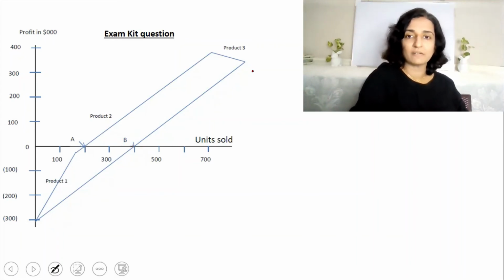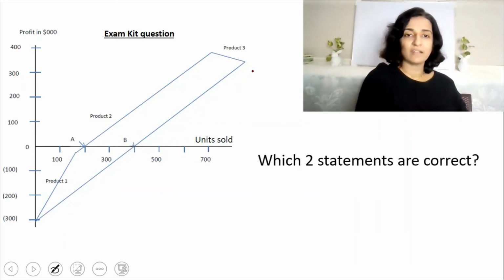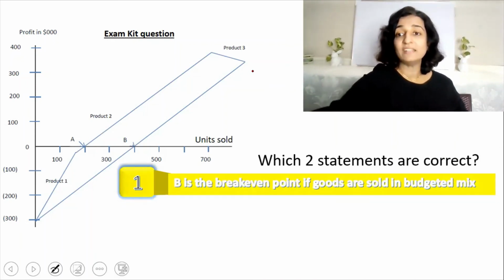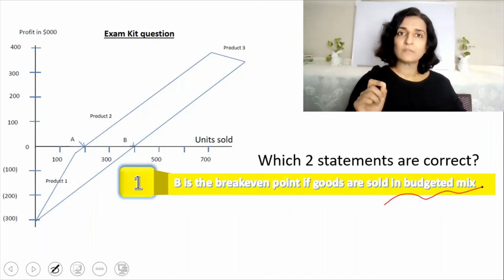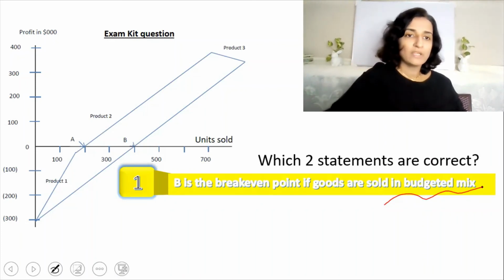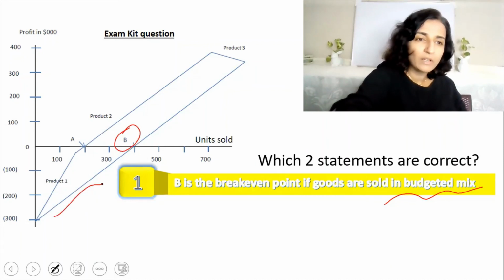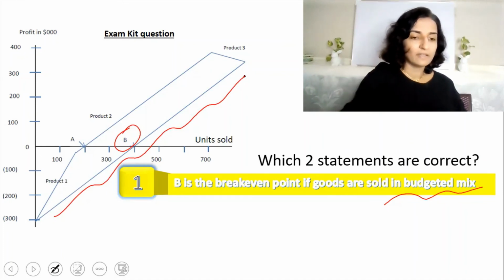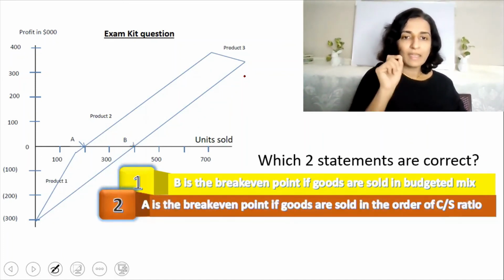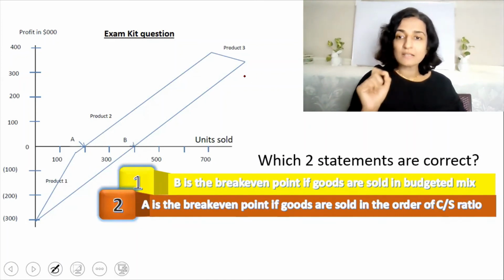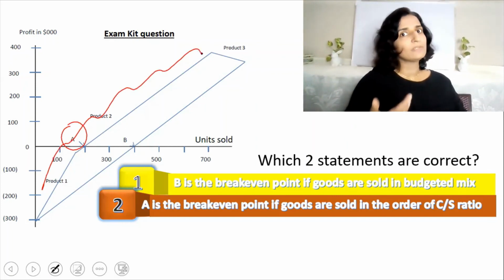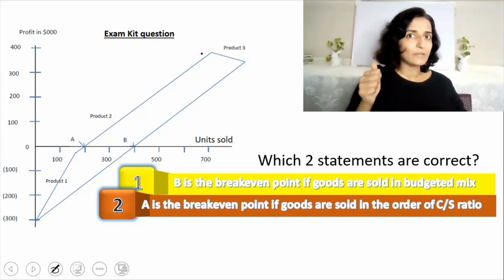Now we will go to the question. Which two statements are correct? Statement 1, B is the break-even point if goods are sold in the budgeted mix. Budgeted mix means it's a standard sales ratio. So B is the break-even point when goods are sold in the standard sales ratio. That is correct, so statement 1 is right. Now coming to statement 2, A is the break-even point if goods are sold in the order of the C by S ratio. That is also correct, so the second statement is also right.